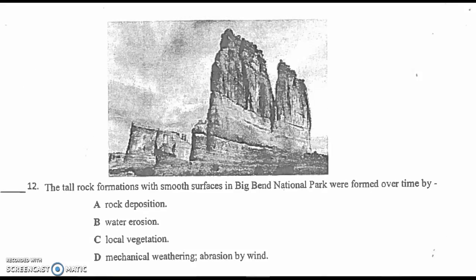Number 12. The tall rock formations with smooth surfaces at Big Bend National Park were formed over time by A, rock deposition. B, water erosion. C, local vegetation. D, mechanical weathering, abrasion by wind.